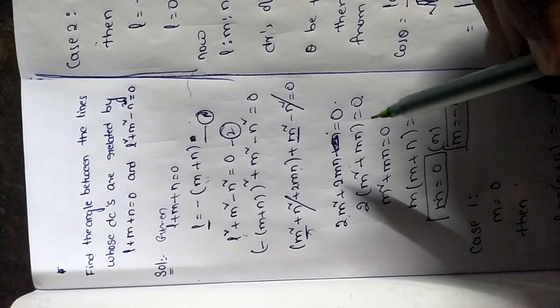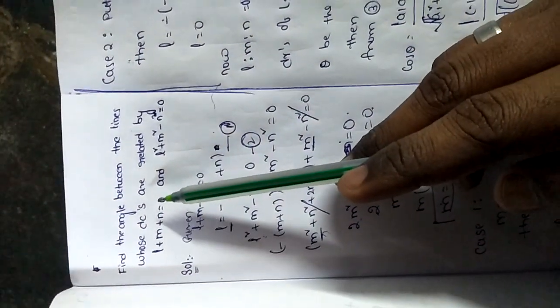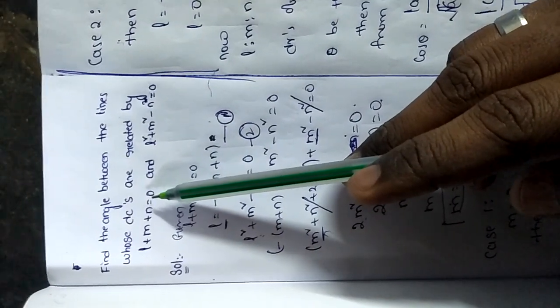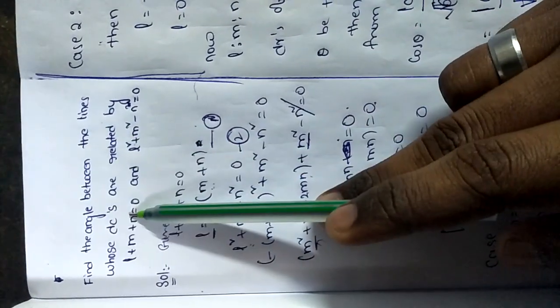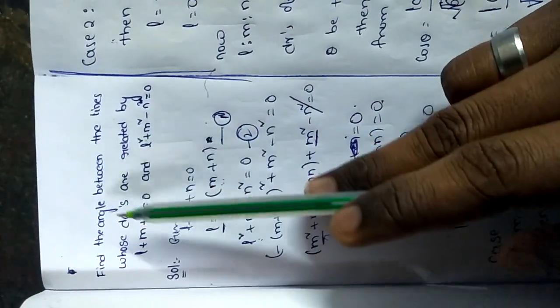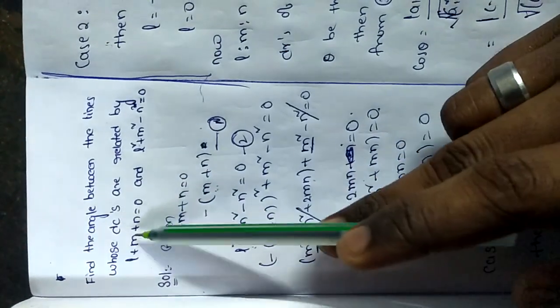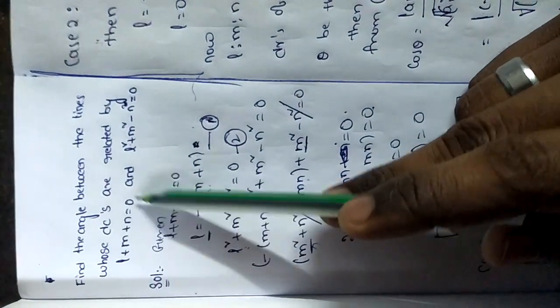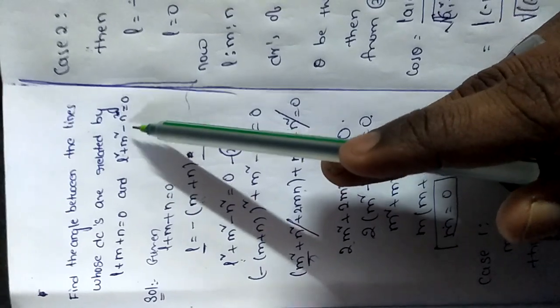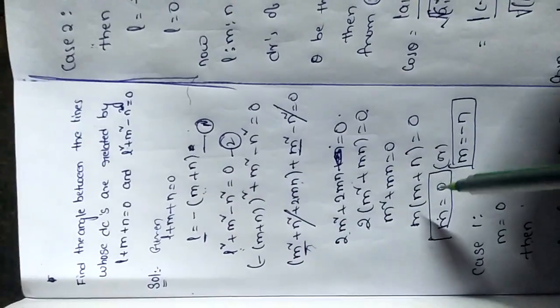Today we are here with a problem from the chapter DCs and DRs. The question is to find the angle between two lines. The lines are not given, but the two DCs are given as L plus M plus N is equal to 0 and L square plus M square minus N square is equal to 0.